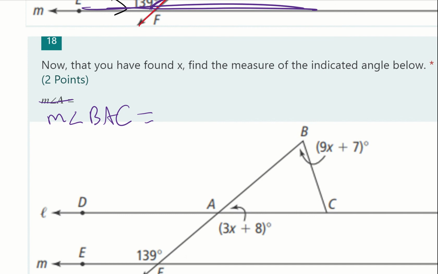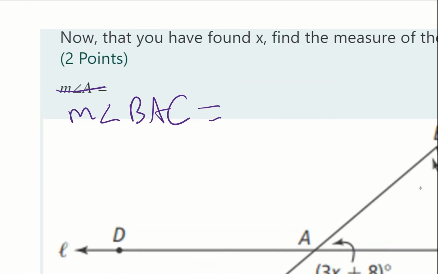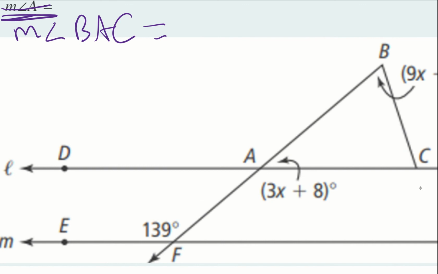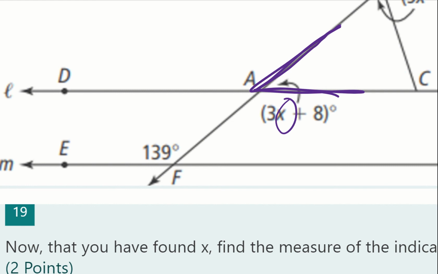And so now that I found x, in number 18, it says find the measure of angle A. They really meant to find the measure of angle BAC, by the way. So just make sure you keep that in mind. Instead of angle A, I'm interested in BAC, so this angle right here. And we already know that x is equal to 11, so we just got to plug it in. 3 times 11 plus 8. That's going to be 41 degrees.